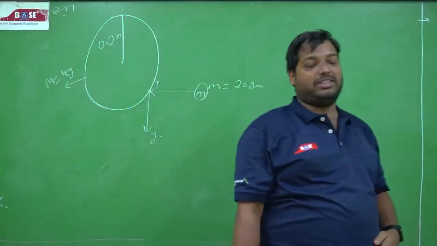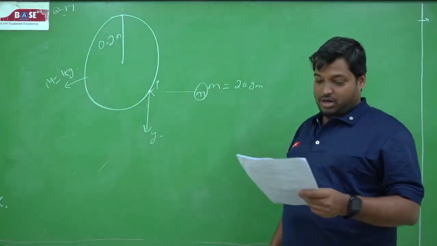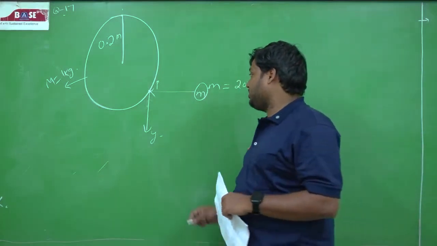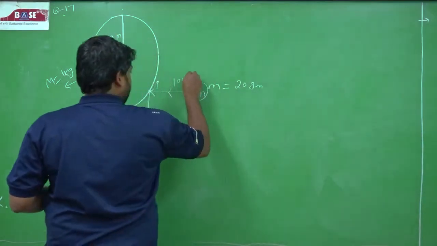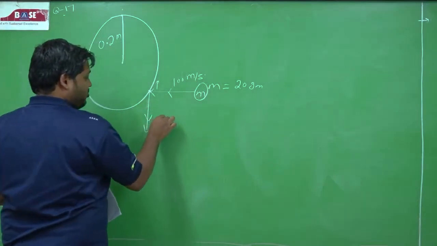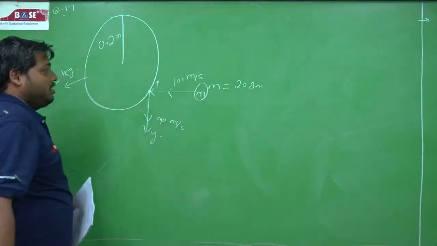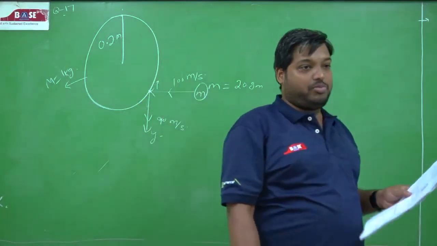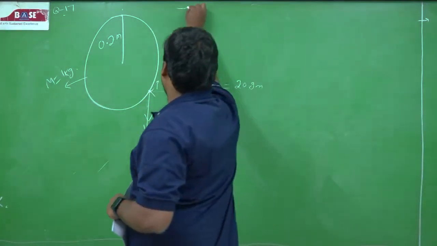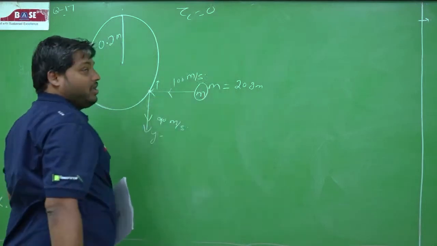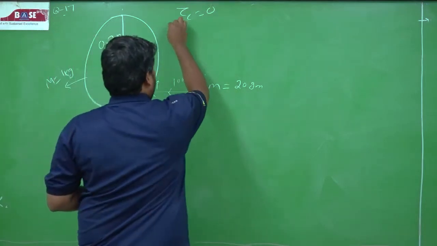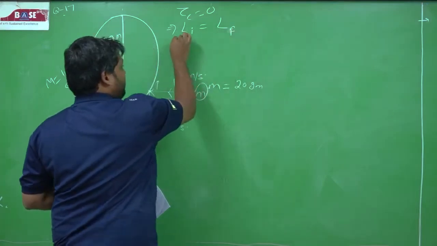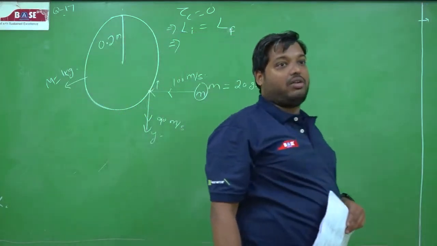Basically, the question is that after collision the particle moves along the negative y direction at a speed of 90 meter per second. Initially it is moving with 100 meter per second, and now it is moving with a speed of 90 meter per second. After the collision the disc starts to rotate around the point C. So first thing we will see here, torque about the point C will be equal to 0. If torque is 0, then initial angular momentum is equal to final angular momentum, because when the torque is 0, angular momentum is conserved.